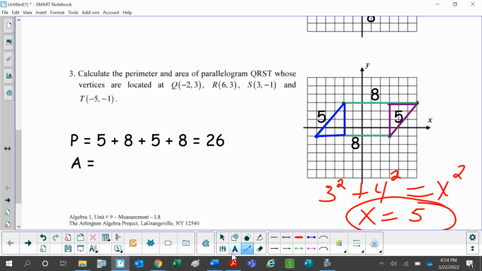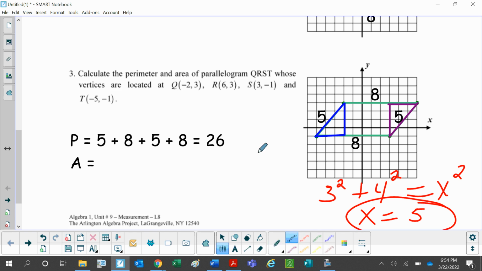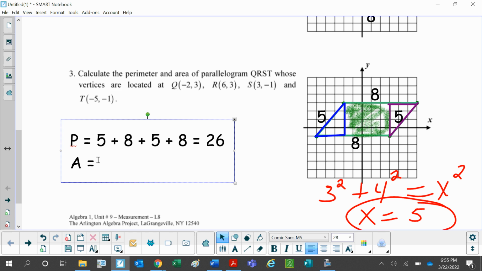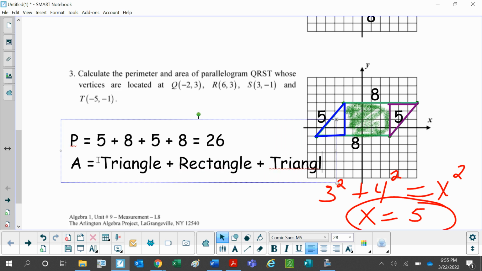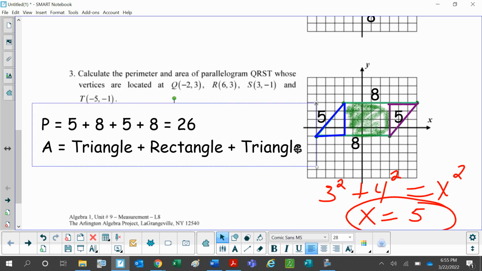And last but not least, I'm going to shade this in with a little bit of color here. Let's see, where is it? The crayon. We'll do a little bit of green. This middle part here is a rectangle. So that rectangle has length of 1, 2, 3, 4, 5 going across, and 1, 2, 3, 4 going down. So the area is going to be one of the triangles, plus the rectangle in the middle, plus the other triangle. That is what we're looking at to get the area of the whole figure. Well, let's find the areas of each.